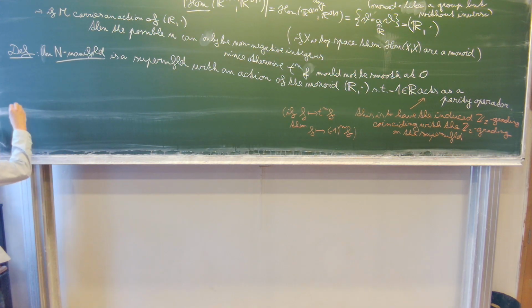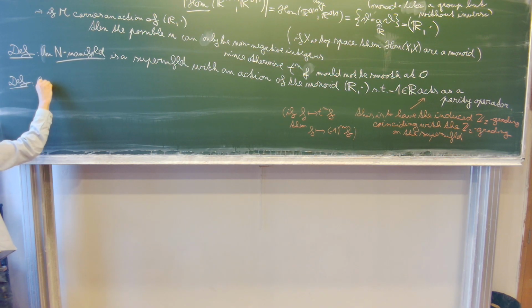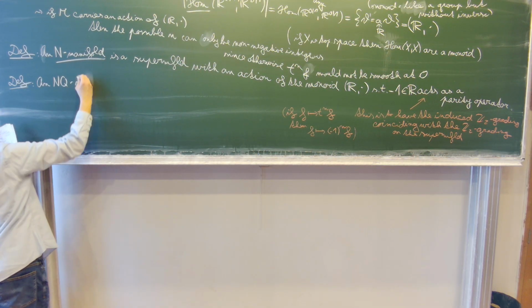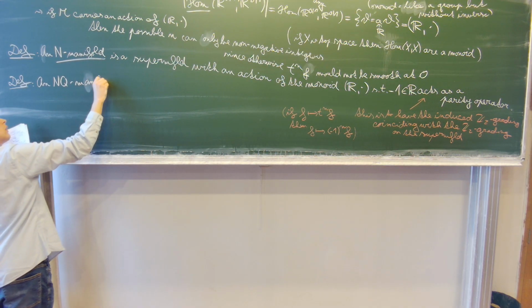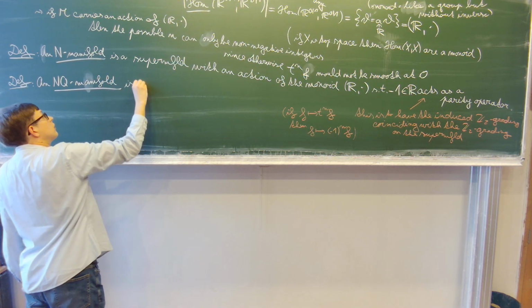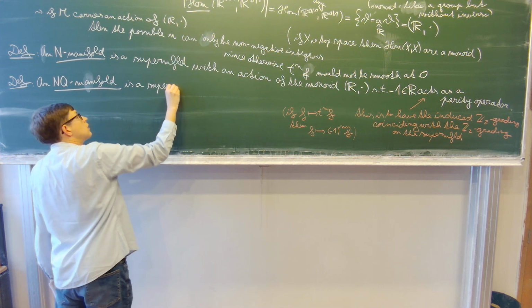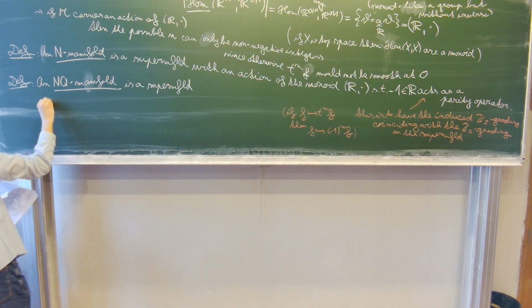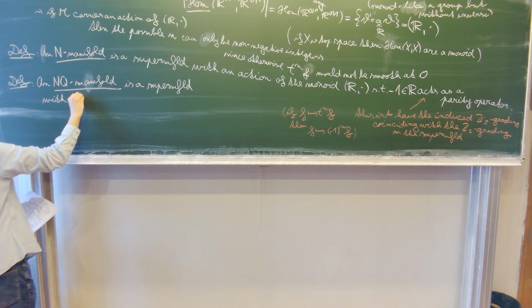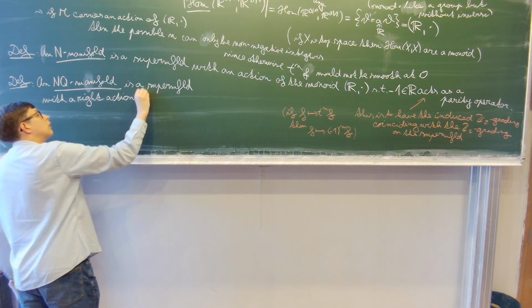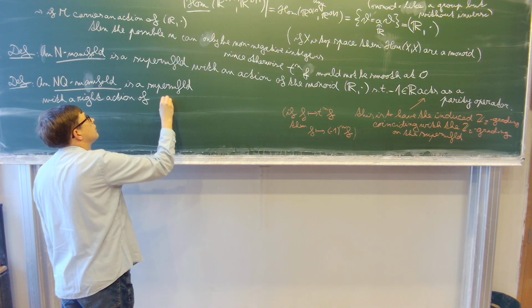But now we can go even one step further. So now I can define the second object. I can say an NQ manifold is a supermanifold with a right action of this supermonoid. So how do we go home?